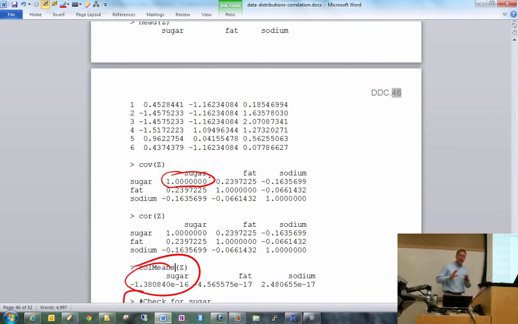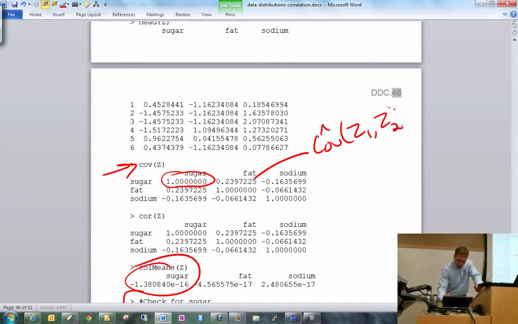Well, now I want to emphasize a few things here that you may or may not have seen before in your first stat course when you dealt with standardizing data. And that is, here's my covariance matrix for this Z matrix. So for example, here is the estimated covariance of Z1 and Z2, if 1 was sugar, 2 was fat. It's 0.239.